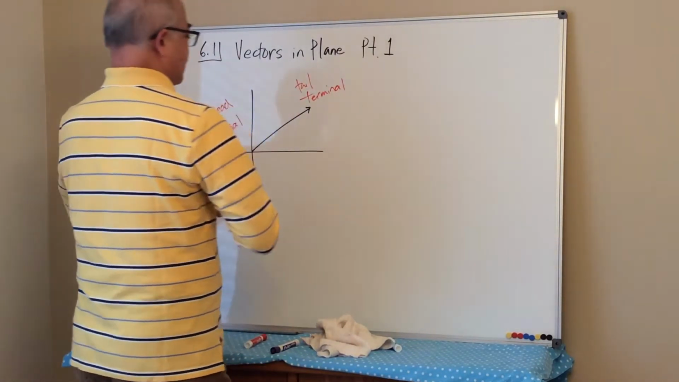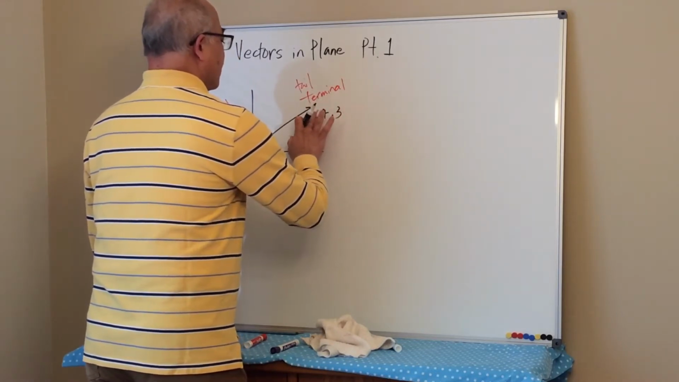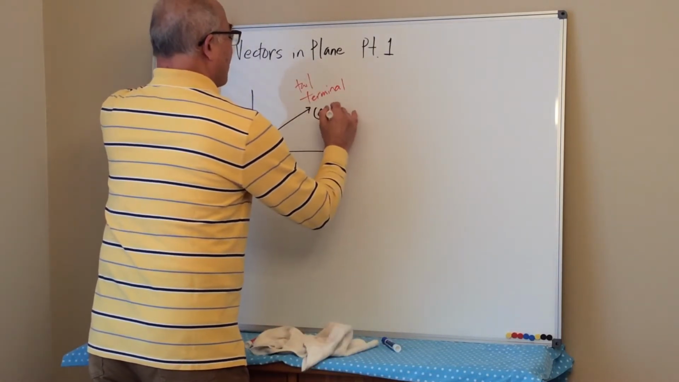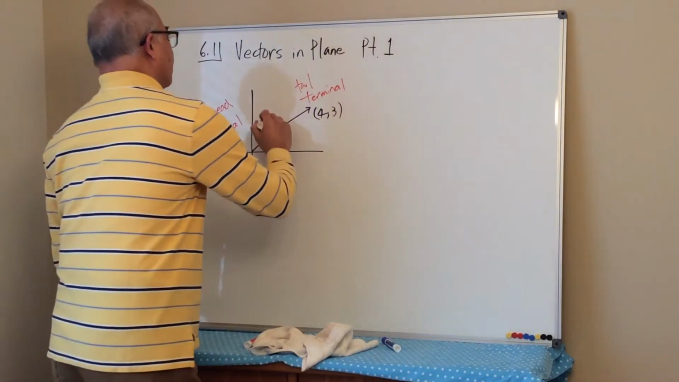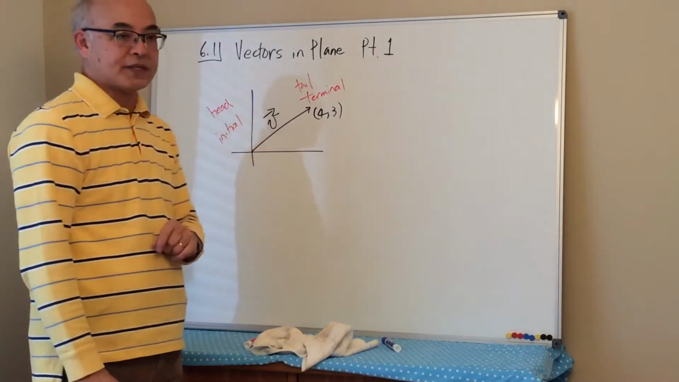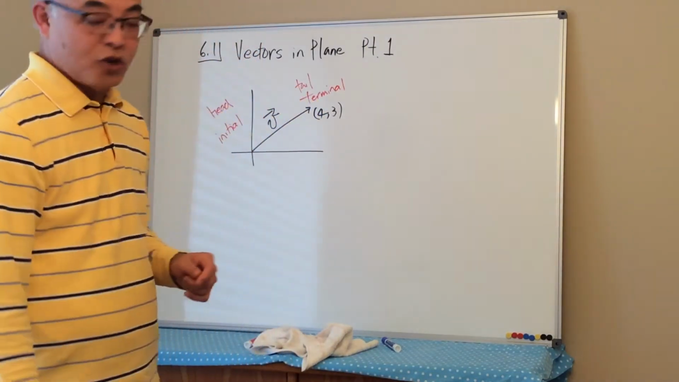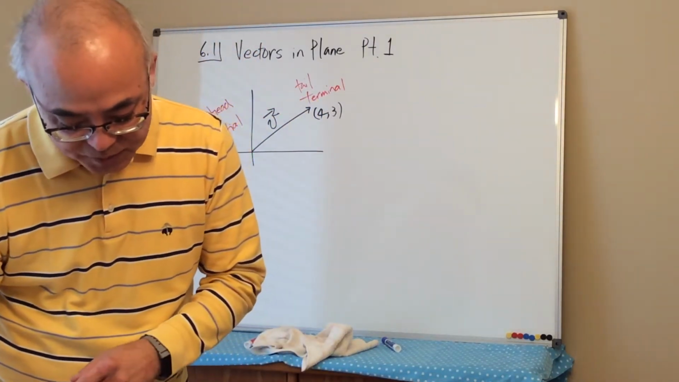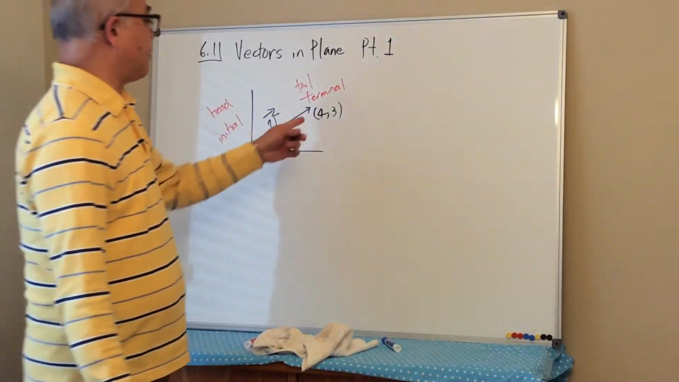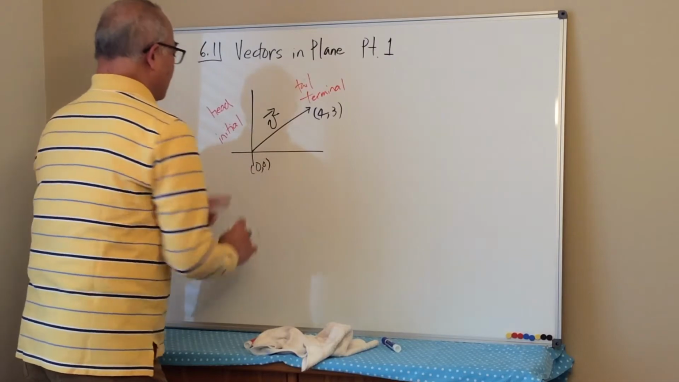So if this was, let's say, 4 and 3. This is 4 and 3. This is what we call the vector v. And we denote that it is a vector by putting an arrow on the top. That's how we denote a vector. Your book also denotes it by using bold lettering. So if this is the terminal point, the initial point here would be 0, 0, the origin.